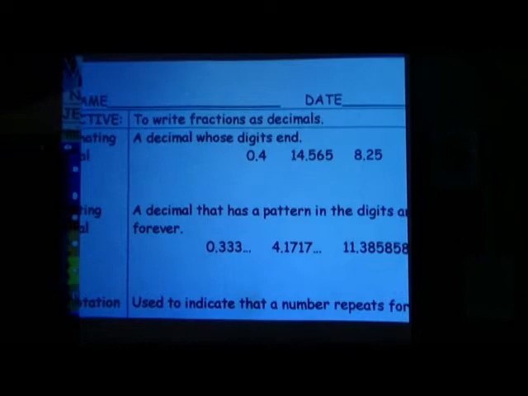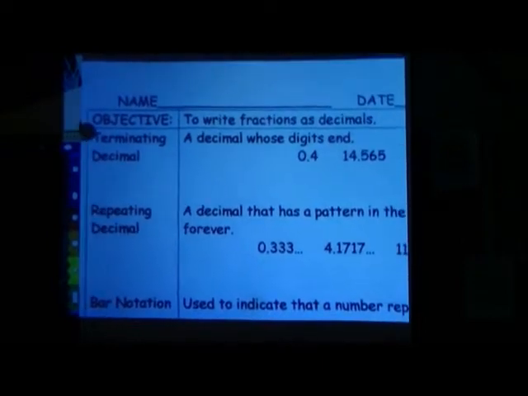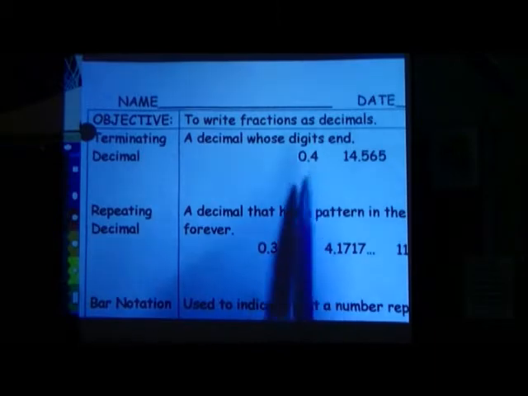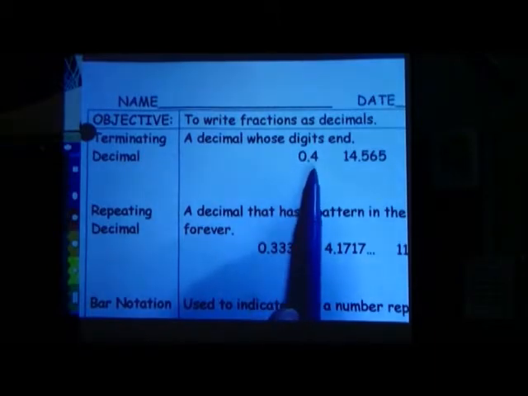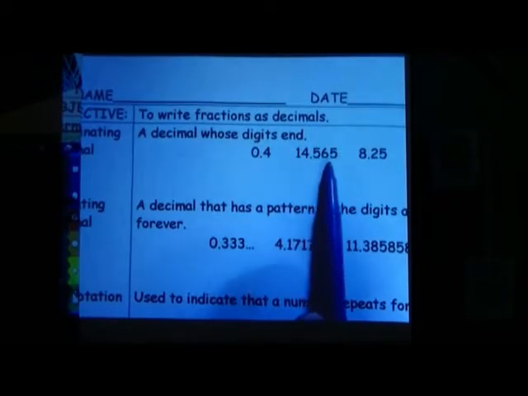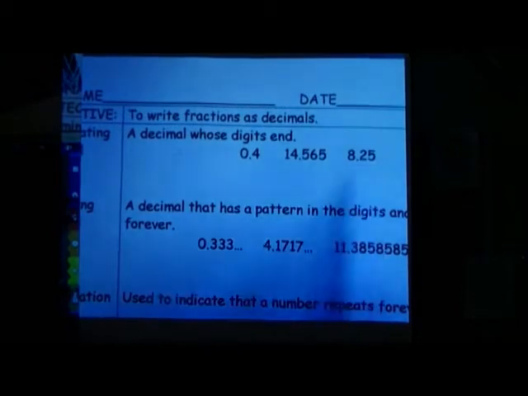So the first thing we have to look at is vocabulary. The definition for a terminating decimal is a decimal whose digits end. For example, 0.4, that's all it is to it. It doesn't keep going. 14.565, it stops right there. 8.25, it stops right there.